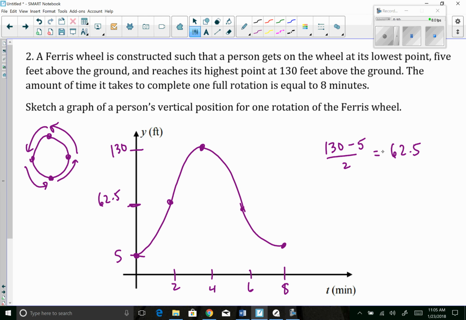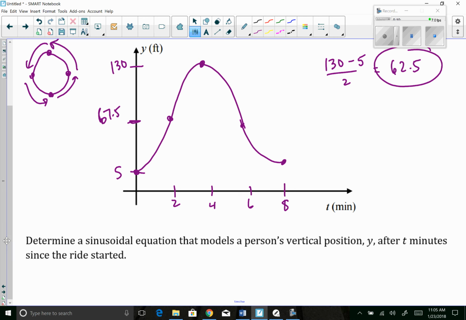So the 62.5 here, that's actually your amplitude, right? So when I mark this on my graph, this should actually be 67.5. Because 62.5 is your amplitude, I know how far up I'm going to go from the middle. How I found the 67.5 is I added the amplitude to the 5. So now that I know all of this, I can go through and write a function of this graph.